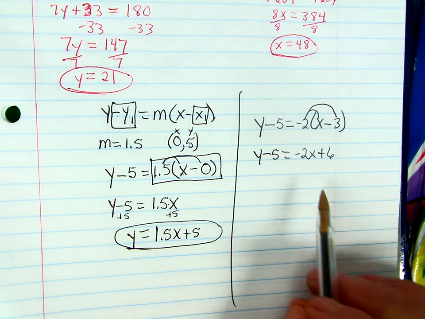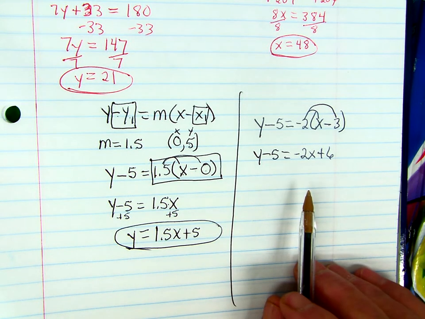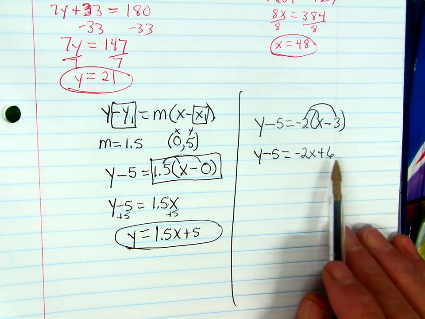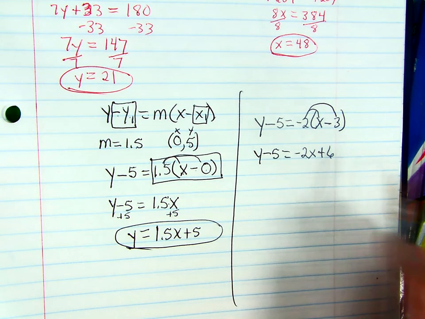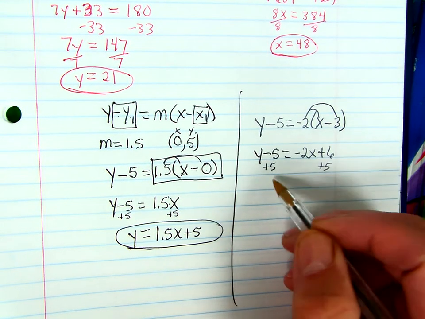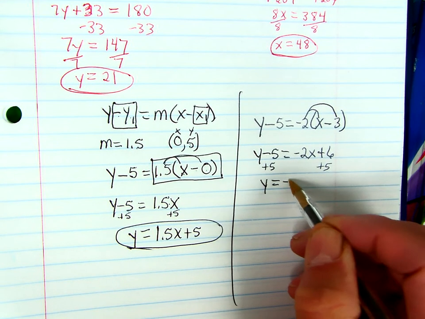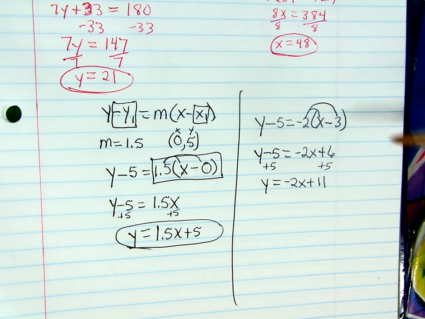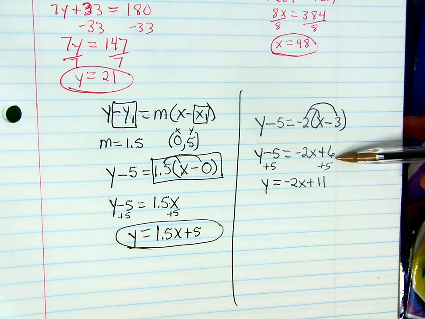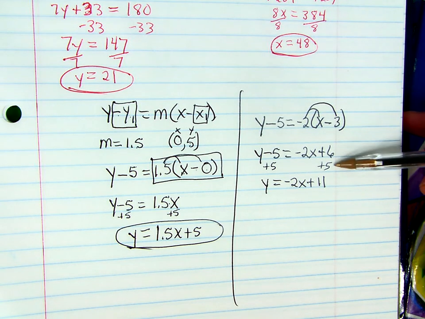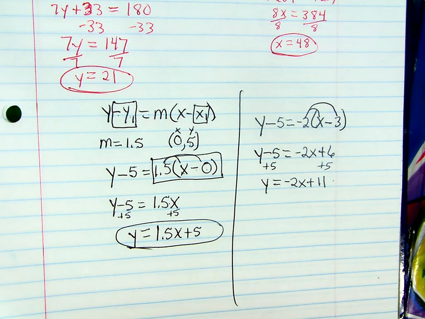Are you always going to distribute on those? Yes. There's no math to do on the left. There's no more math to do on the right. It's time to move this 5 over here. Plus 5, plus 5. y equals -2x plus 11. This time there was something that was like the 5. The 6 was like the 5, so those two can be combined. That equals 11.